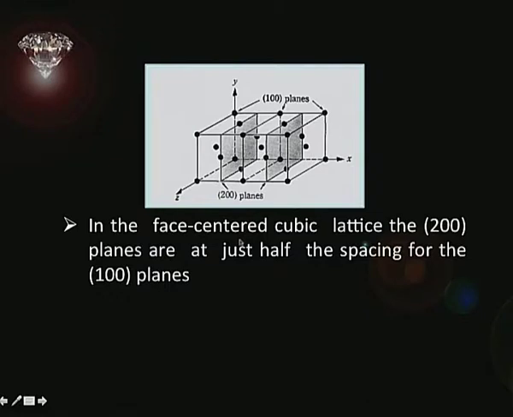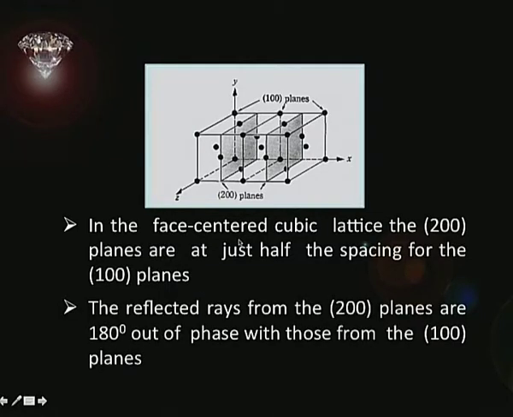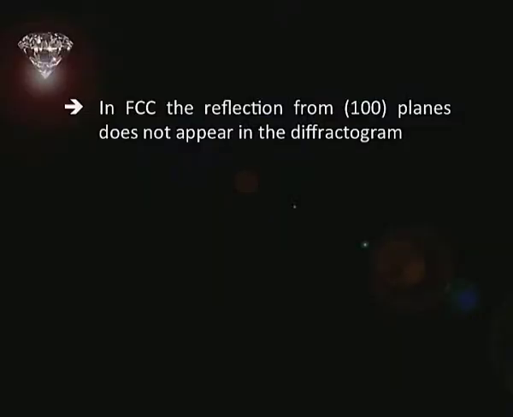So, what will happen is, when the diffraction takes place from 2 0 0 planes, that diffraction will be 180 degrees out of phase with the one which comes from the 1 0 0 plane. That means, since they are out of phase, they will get destroyed. As a consequence, this reflection from the 1 0 0 plane will not be observed in the diffractogram. Though the planes are there and the diffraction is taking place, because of the cancellation of the diffraction by 2 0 0 planes, I will not be getting this point in the diffraction pattern.